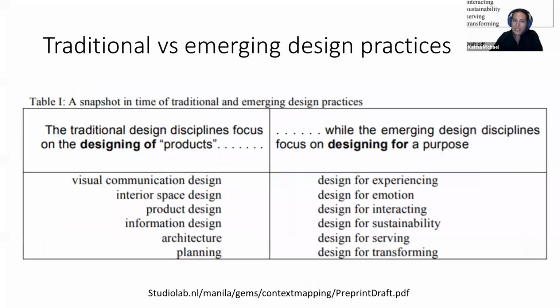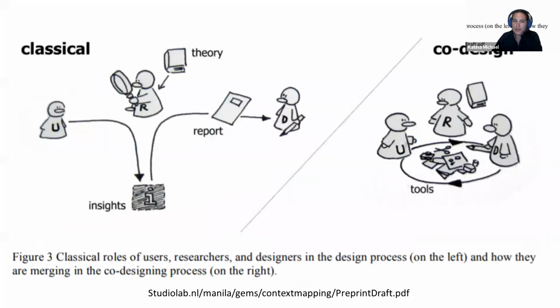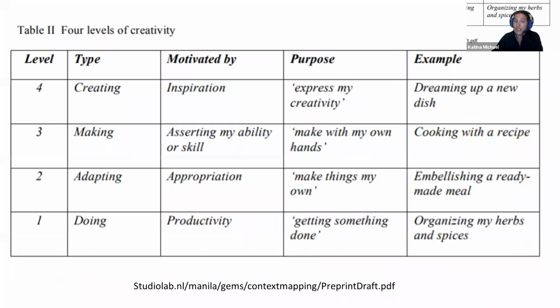And so we have the traditional design practices towards emerging design practices. It used to be just for products, and now we're looking at designing for a purpose, designing for experience, for emotion, for interaction, for sustainability, for serving, for transforming. All of these things are important. And going from this classical model to more: let's work together, let's share our ideas, let's brainstorm, and let's come out with things together to see this work.